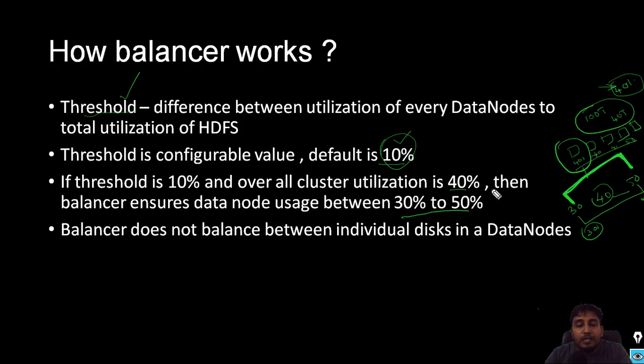Another important thing is that the balancer does not distribute the data blocks across the different disks within a data node. It only considers the usage between data nodes. So if it's not evenly distributed across the different disks in a data node, this balancer will not take care of that.